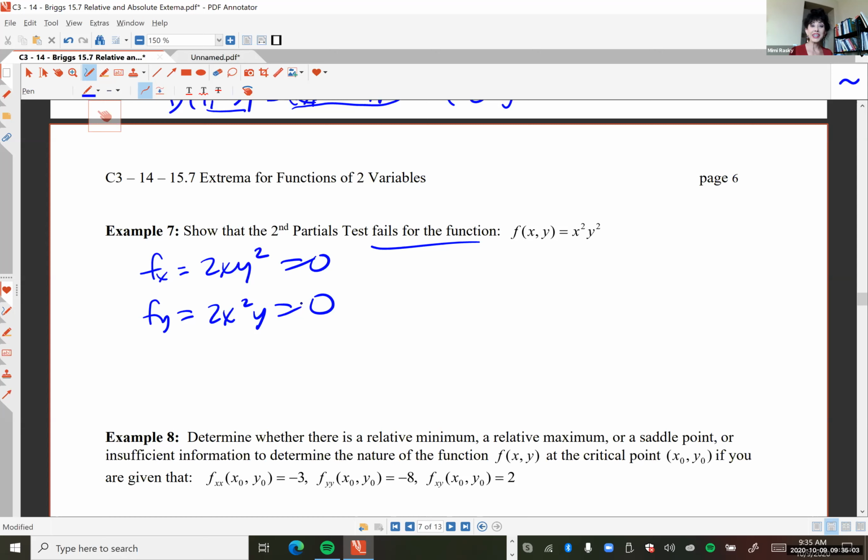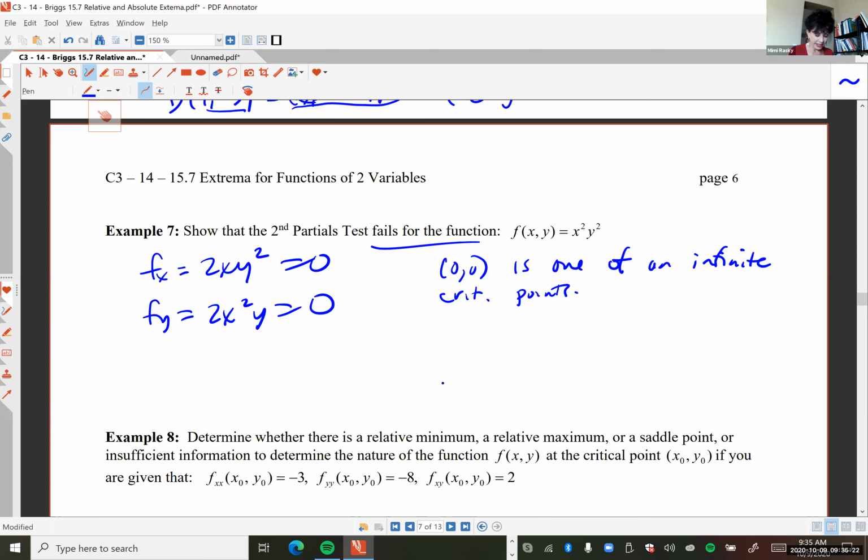The reason why is 0, 0 is indeed a critical point, but I claim there are actually infinitely many critical points. So 0, 0 is one of an infinite number of critical points. Well, what do you mean? What other infinite critical points are there? Well, let's think this through.